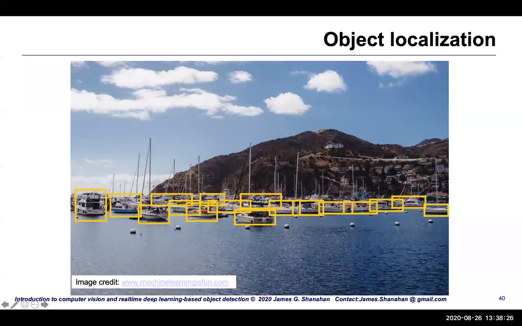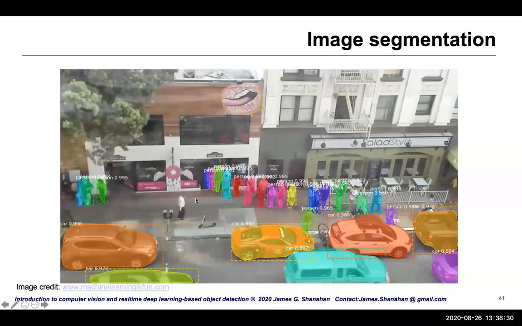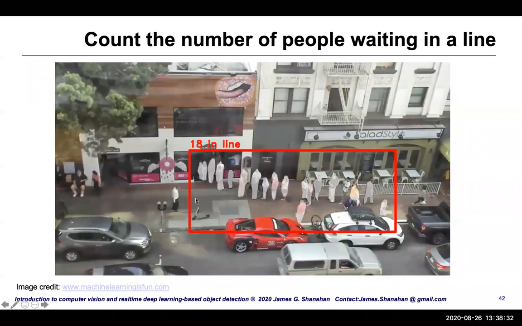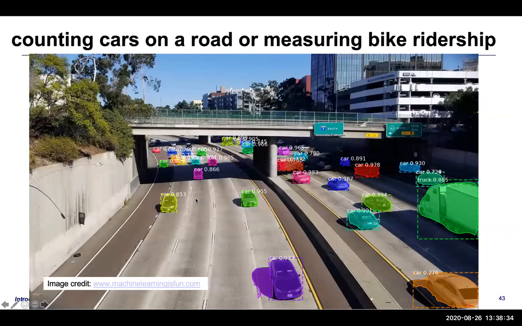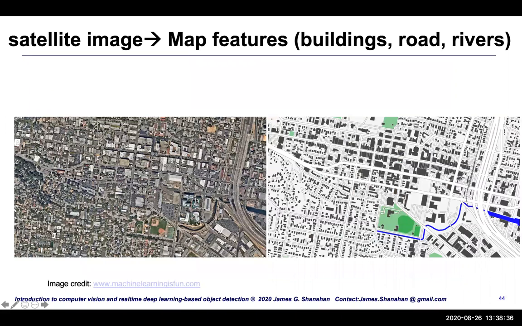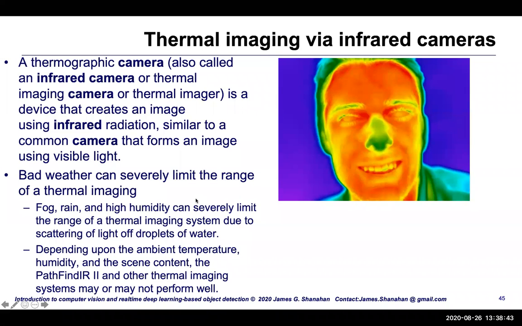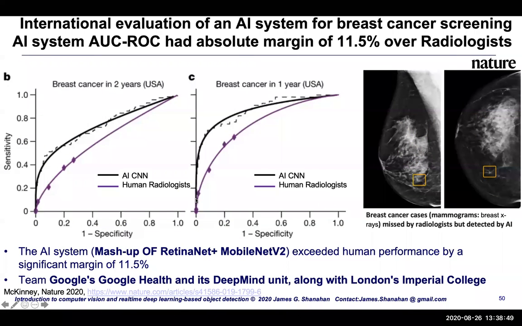And so we're very interested in finding objects. We're very interested in segmenting them out, counting them in different ways, different applications. We want to take satellite images and recognize various structures in those satellite images. We want to use maybe some thermal imaging, and again, these approaches can be brought to bear on these kinds of images. So when it comes to healthcare, deep learning is also revolutionizing this field.